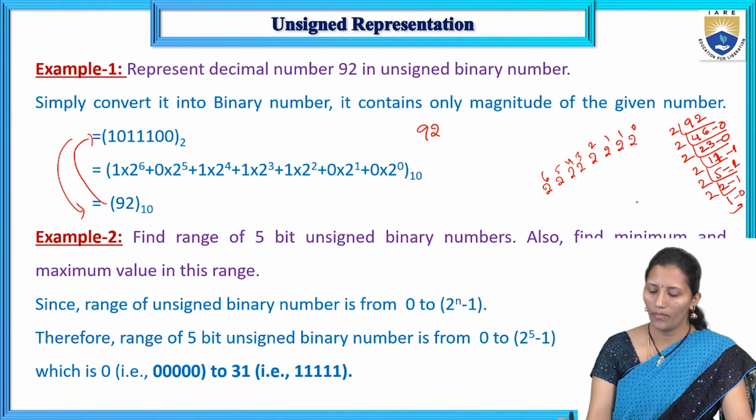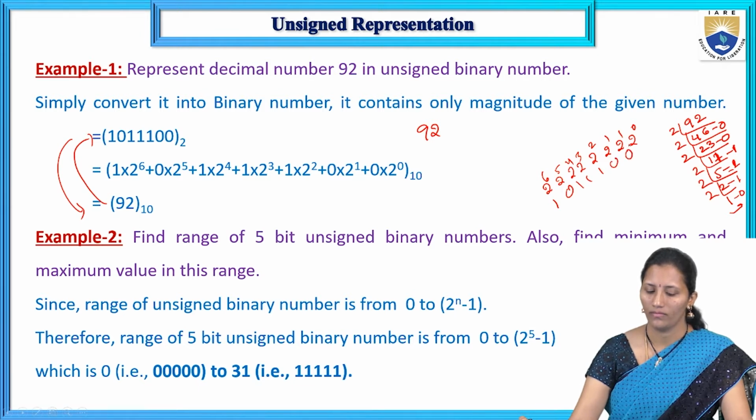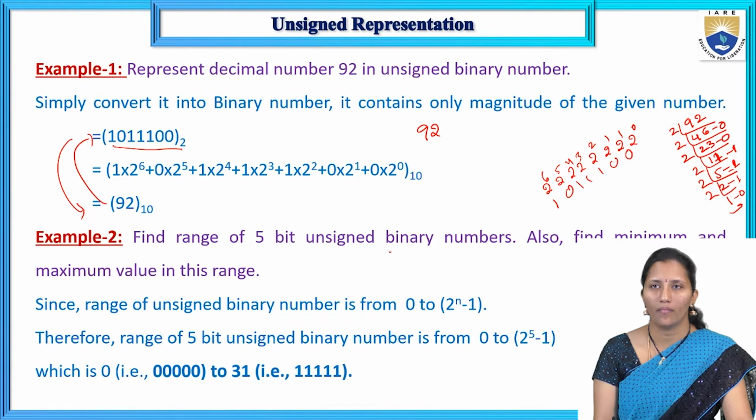So from down to up, write down the values: 1 0 1 1 1 0 0. Here that will be represented as 1 0 1 1 1 0 0, with weights 2 power 0, 1, 2, 3, 4, 5, 6. So each digit is represented as 1 0 1 1 1 0 0. Now, find the range of 5-bit unsigned binary numbers.